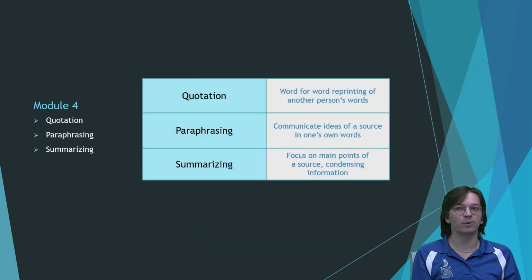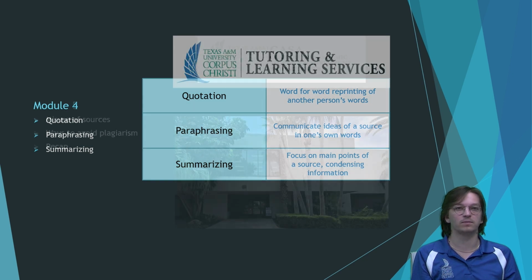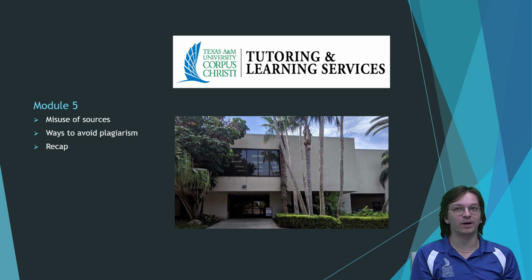In module number 4, we talked about quotation, paraphrasing, and summarizing. Quotation is a word-for-word reprinting of another person's words. Paraphrasing communicates the ideas of a source in one's own words, while summarizing focuses on the main points of a source, condensing the information. In this fifth and final module, we covered how misuse of a source can occur, a few different ways to avoid plagiarism, and we recapped all the previous modules.